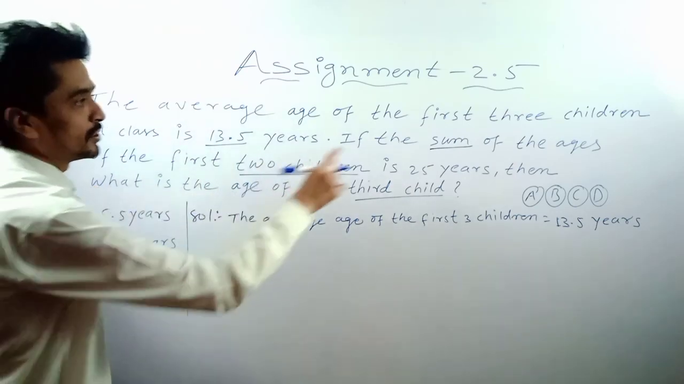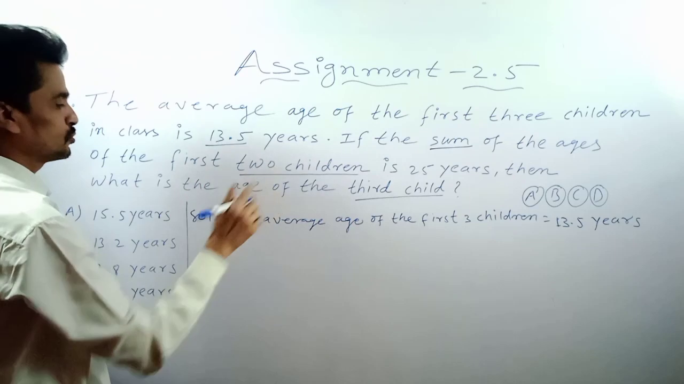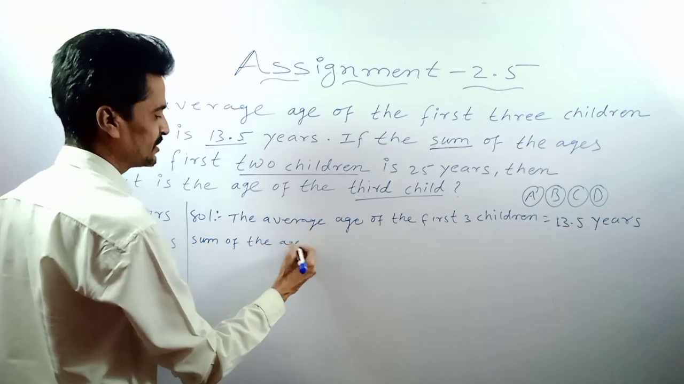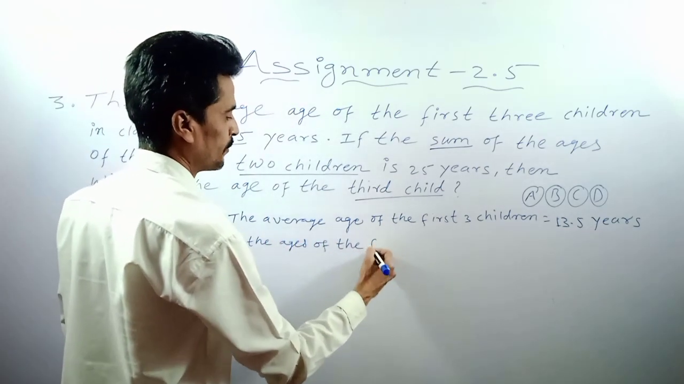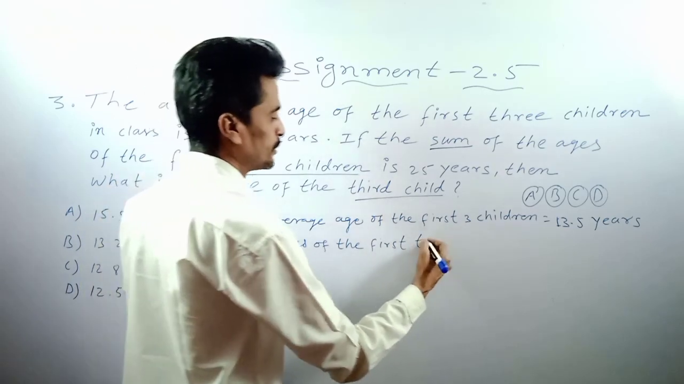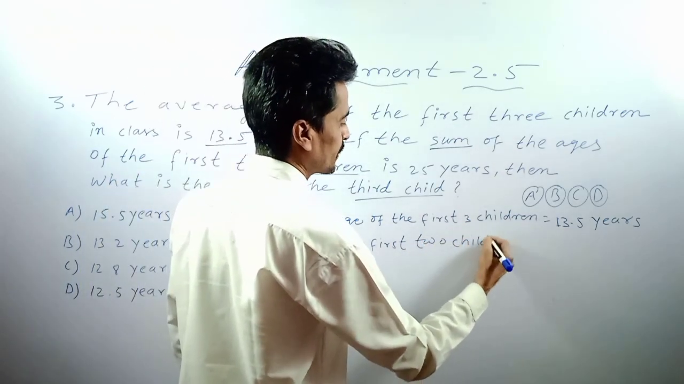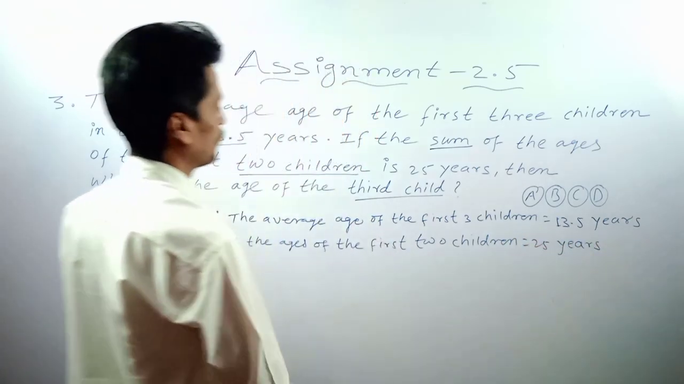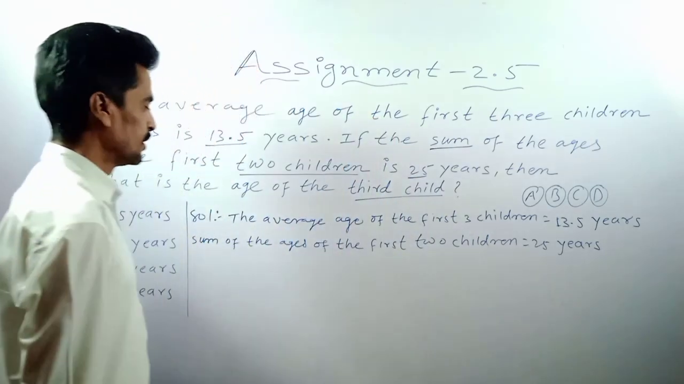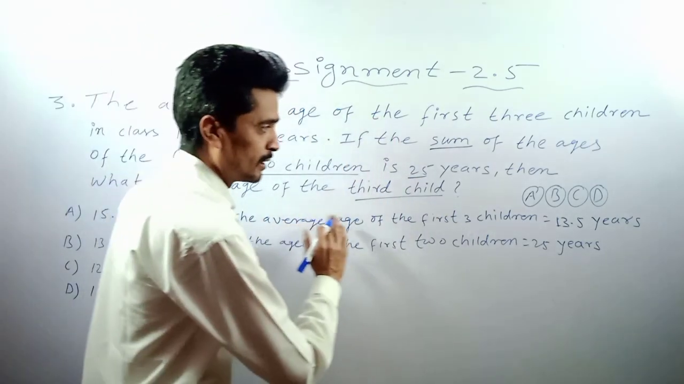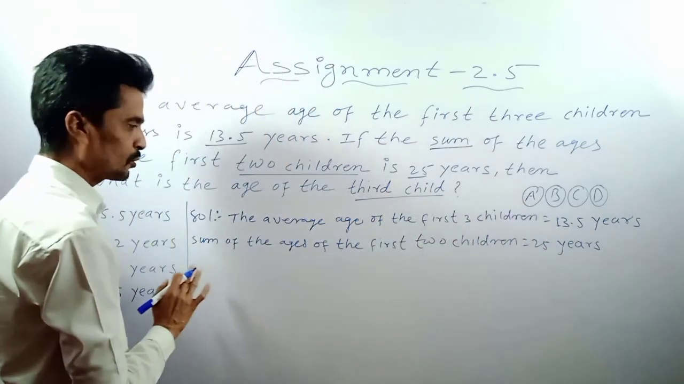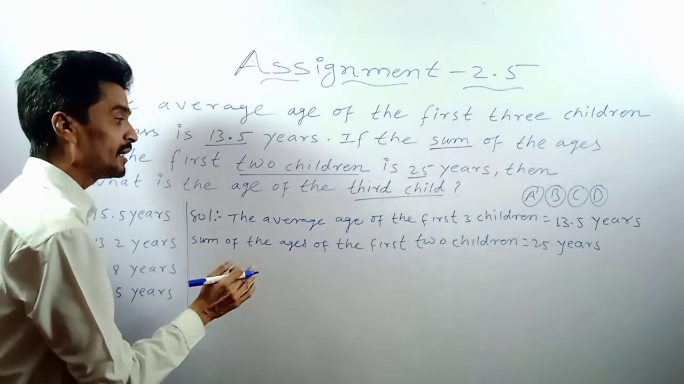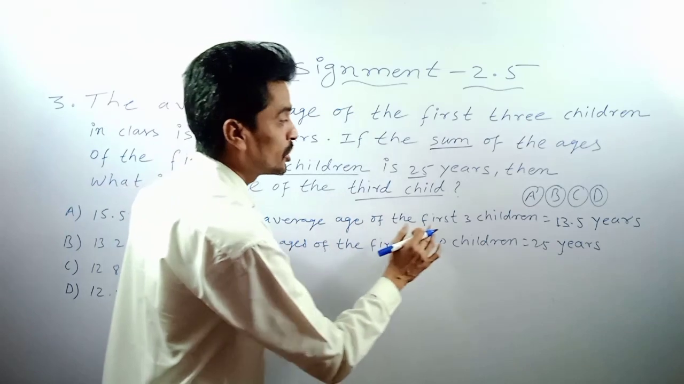And second, the sum of the ages of the first 2 children equals 25 years. So one clue is there, the total 3 children's average, and the second clue is given here, the 2 children's age sum. So first find out the sum of the 3 children.